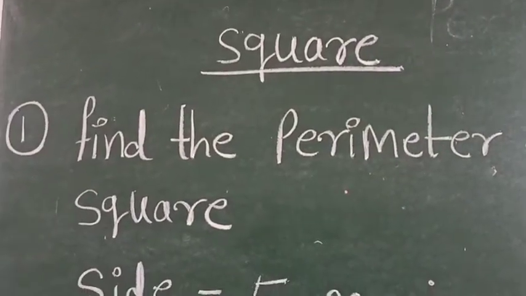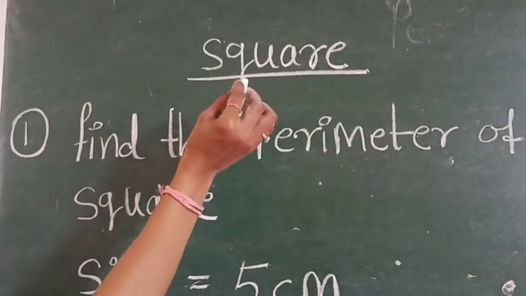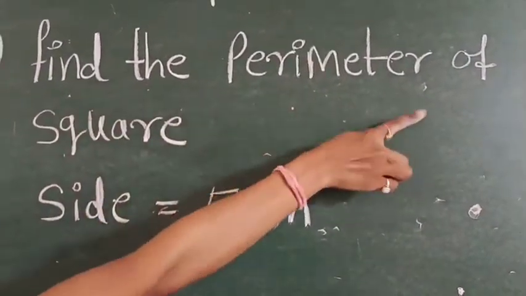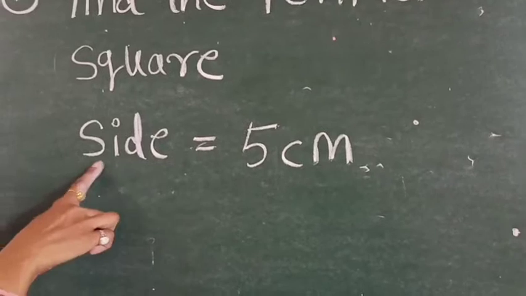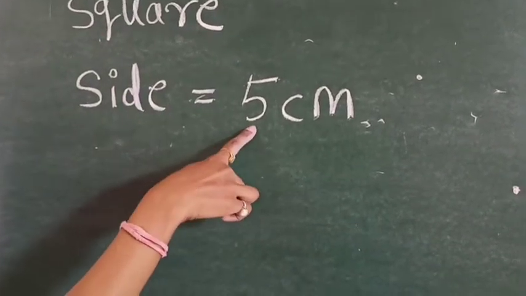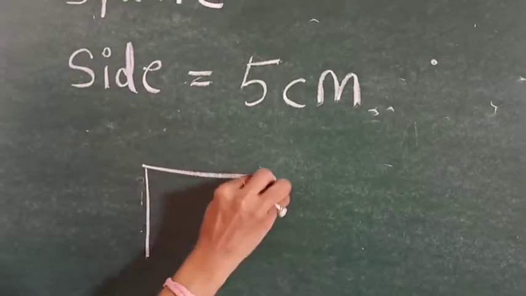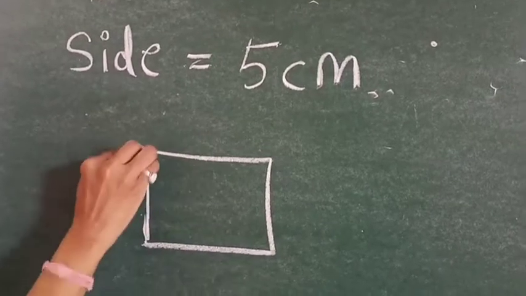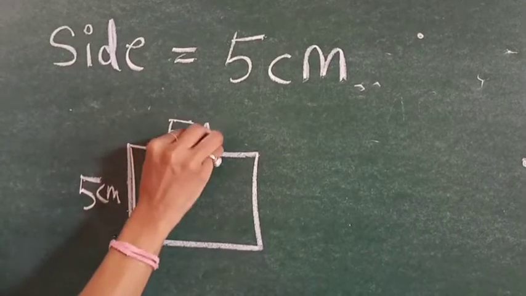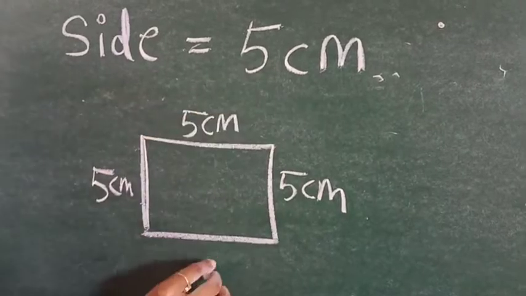Now we will start some examples. First we have a square. The question is, find the perimeter of a square. Here you can see the side is 5 cm. We have only one side given, because we all know that in a square, if one side is 5 cm, it means all sides are 5 cm. That's why here you have only one side, 5 cm.